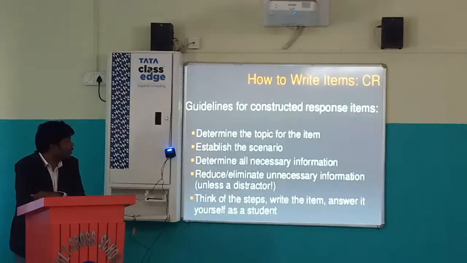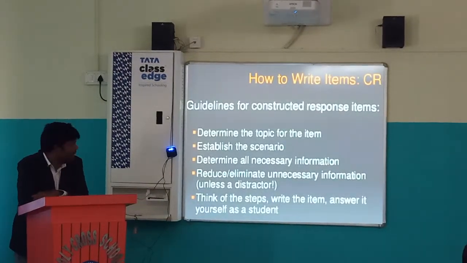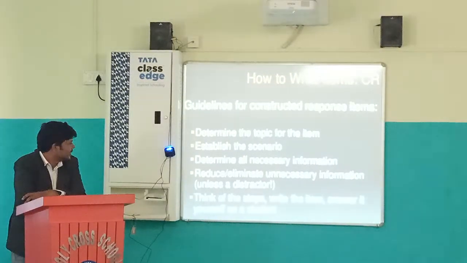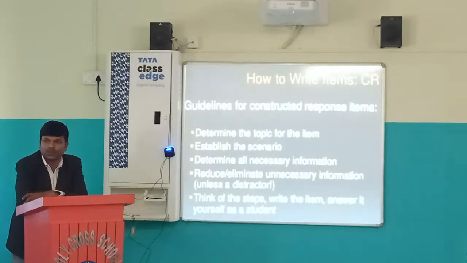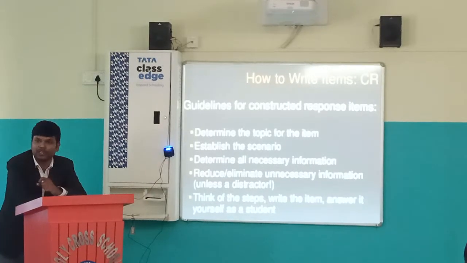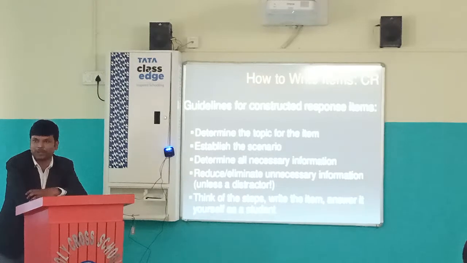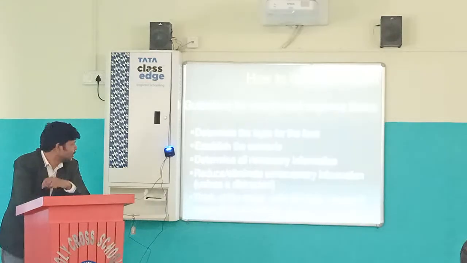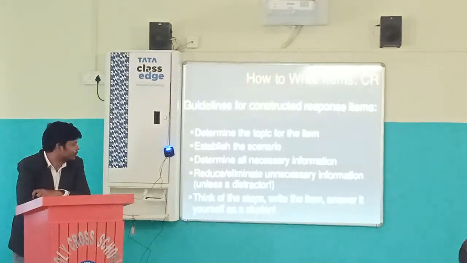Now how to write the items? There are some guidelines for constructing the items. The first is to determine the topic for the item. At a time, first we need to determine which topic we are going to target. Suppose there is a poetry section, and we need to target that poetry section only. Suppose we are targeting a certain principle, or only the definitions or the terms. Then first we need to determine the topic for each item.